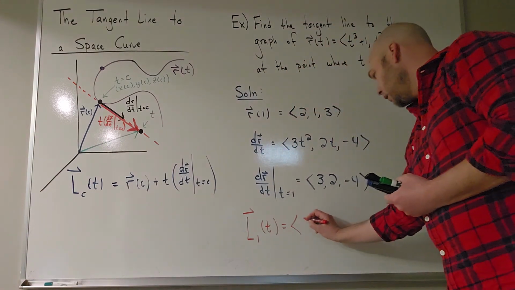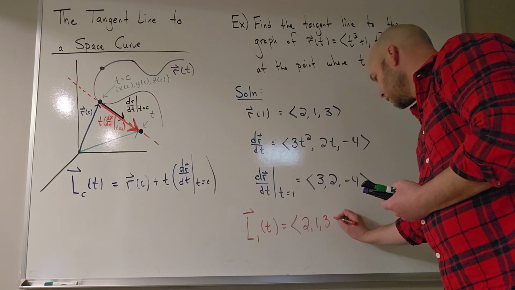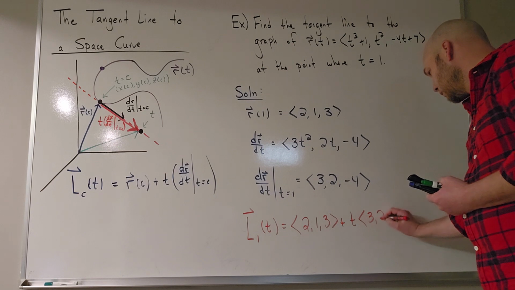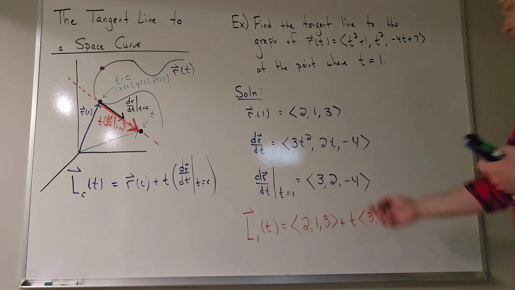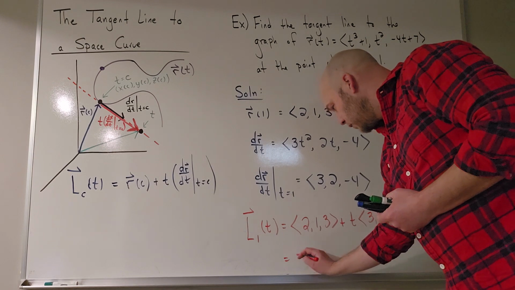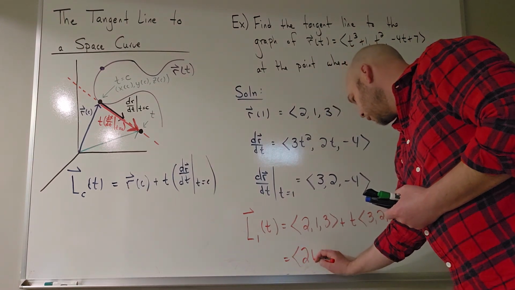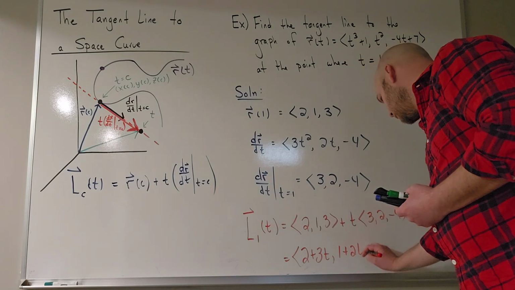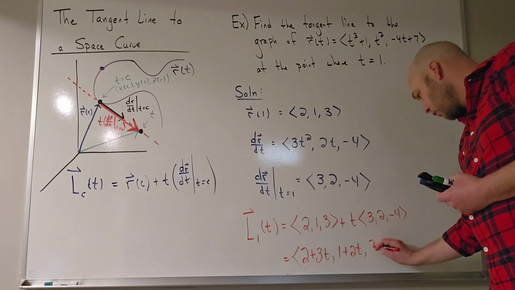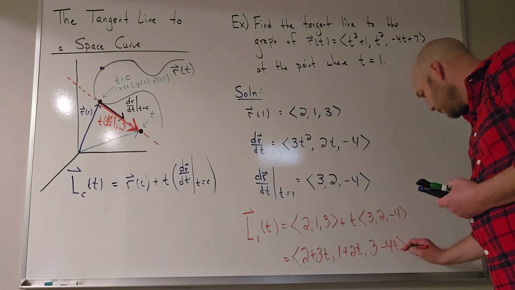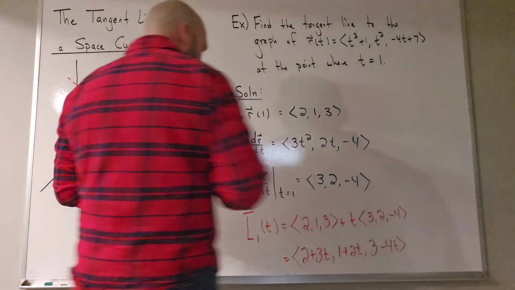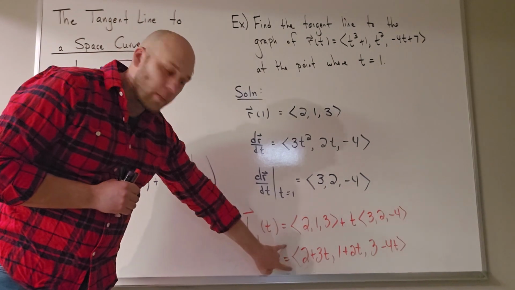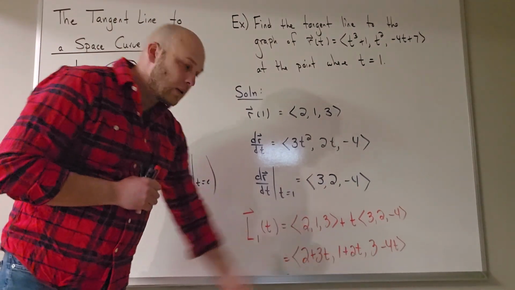So final answer for this example would be L1 of t would be 2, 1, 3 plus t times the vector 3, 2, negative 4. And we could leave it like that, or we could combine it using vector arithmetic to give me 2 plus 3t, 1 plus 2t, and then 3 minus 4t. And just like we saw in one of our other videos when we did equations of lines, that has the same form. It's a constant plus a constant times t in each component.